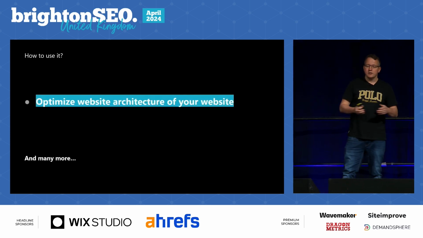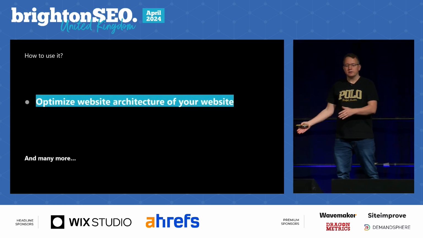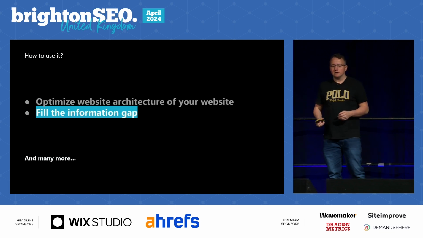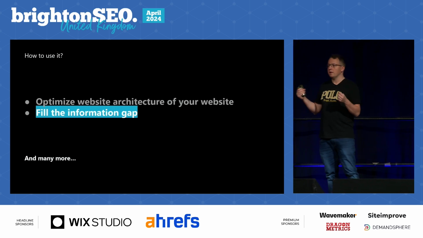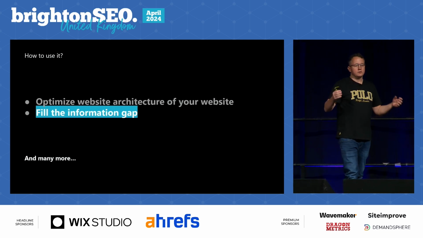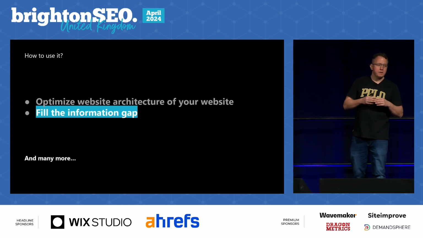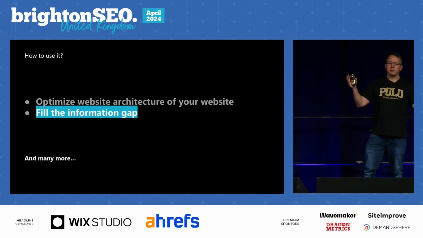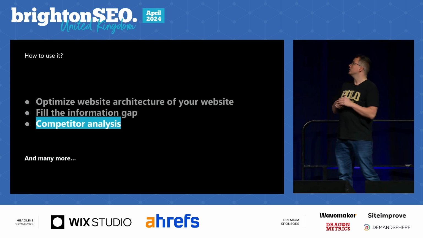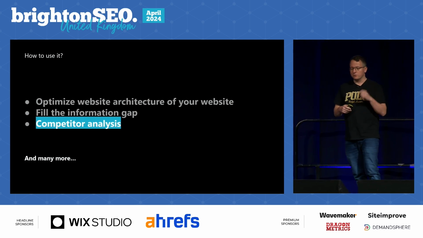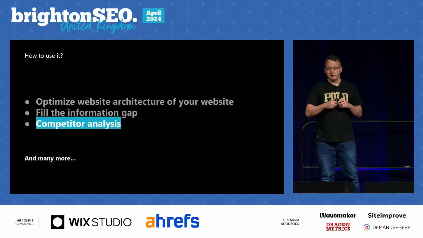And how to use it? You can optimize your website architecture. You can also fill the information gap, because you don't need to embed only your own website. You can take all the competitors' websites and do the same. So you will create a topical map of your competitors, and you can also run a competitor analysis this way. I will show you how exactly in a minute.